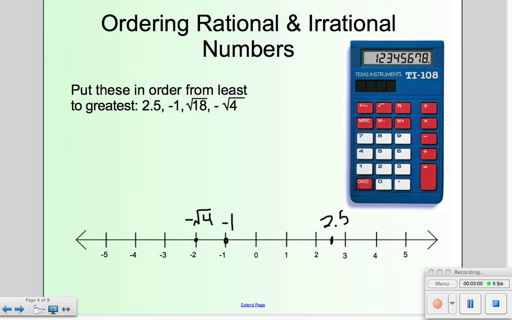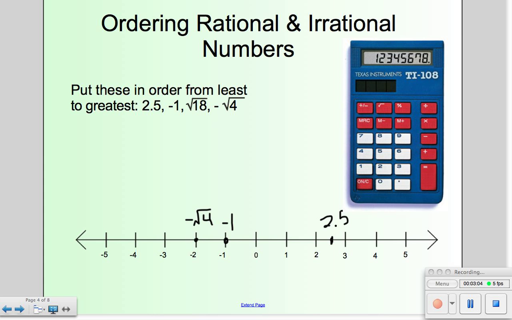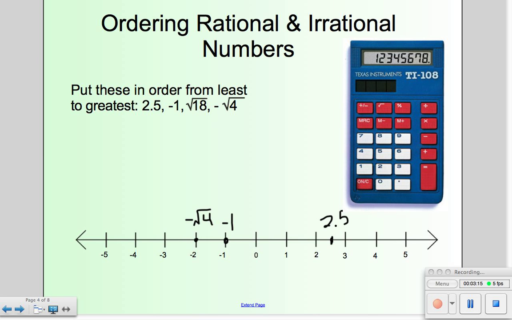Now, this is not an actual calculator, so therefore it's not going to work. But let me tell you how to do it using your TI 108, because these are the calculators that you see in class. I think there is a calculator on here, and you'll just have to take my word for it. But let me tell you how you would type this into your calculator. Here's what you would hit.